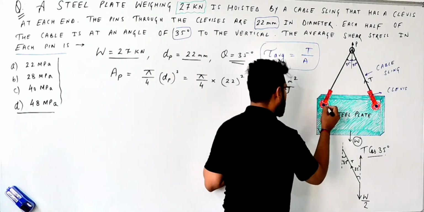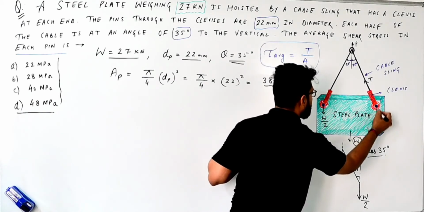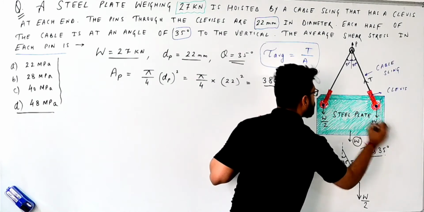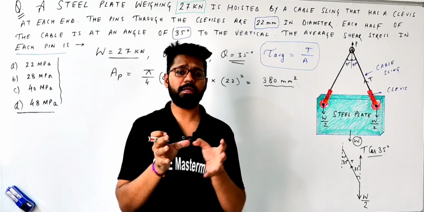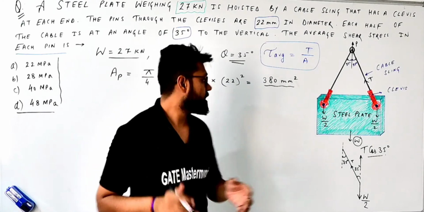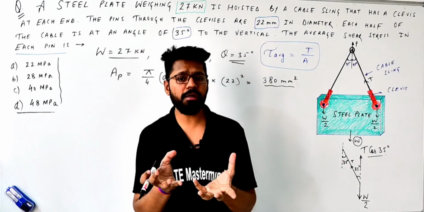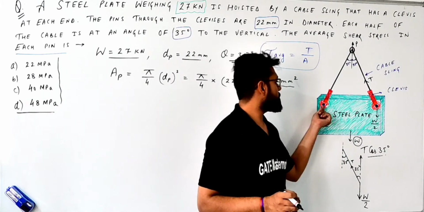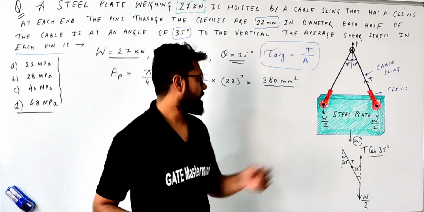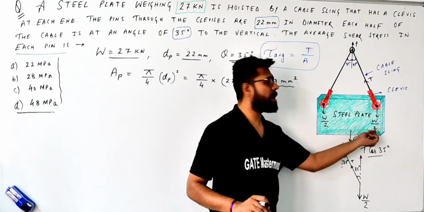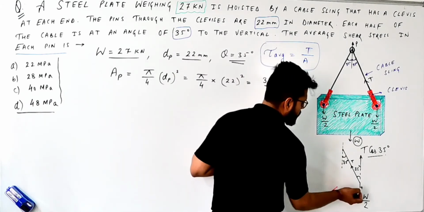Okay, so it will be distributed equally, W by 2 and W by 2. The weight will be distributed equally because symmetry will be there. This is the symmetrical section. Symmetry is there, so the total weight of the steel plate is capital W, and it will be distributed on both the clevises in half manner. So W by 2 is distributed on both the clevises. So this is W by 2.